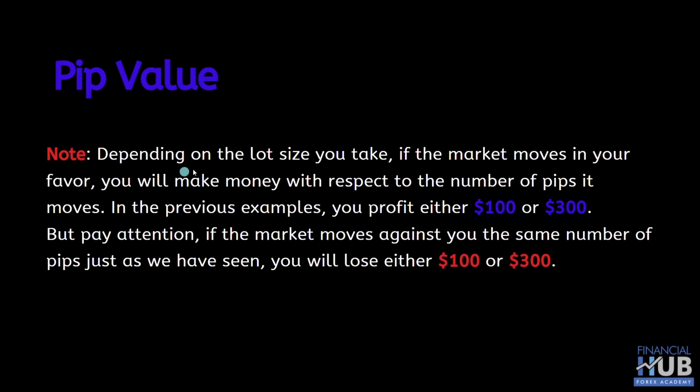Note, depending on the lot size you take, if the market moves in your favor, you'll make money with respect to the number of pips it has moved. Okay, in the previous examples, you profit either $100 or $300, but pay attention. If the market moves against you the same number of pips, and you're taking the same lot size, you will lose either $100 on the first example or $300. Okay, so it all depends on which side the market moves.